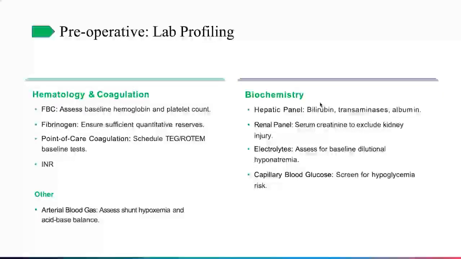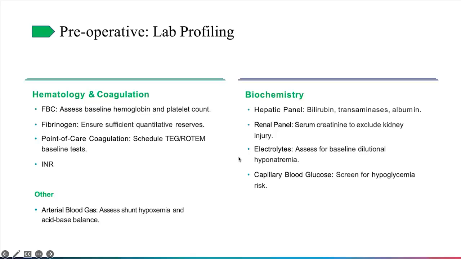And investigations-wise, we'll be doing a full blood count to assess baseline hemoglobin and platelet count, and also to get an idea about the ongoing infection. It's worth doing a fibrinogen level before going for an invasive procedure to make sure that the reserve is adequate. And coagulation should always be assessed by point-of-care coagulation testing, that is your ROTEM or TEG. INR is to assess the liver function. And you can do an arterial blood gas to assess the presence of hypoxemia and to check the acid-base balance.